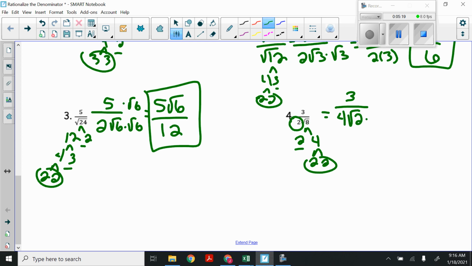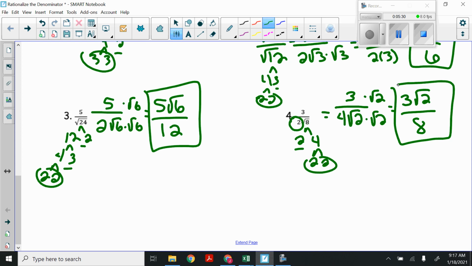I can't have a radical in the denominator, so I multiply top and bottom by that radical. So on top, I just get 3 square roots of 2 over, on the bottom, 4 times 2, 8. 3 and 8 can't simplify, so there's our answer.